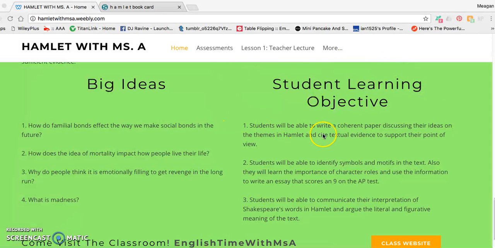Here are the student learning objectives. Students will be able to write a coherent paper discussing their ideas on the themes in Hamlet and cite textual evidence to support their point of view. Students will be able to identify symbols and motifs in the text. Also, they will learn the importance of character roles and use the information to write an essay that scores a 9 on the AP test. Students will be able to communicate their interpretation of Shakespeare's words in Hamlet and argue the literal and figurative meaning of the text.